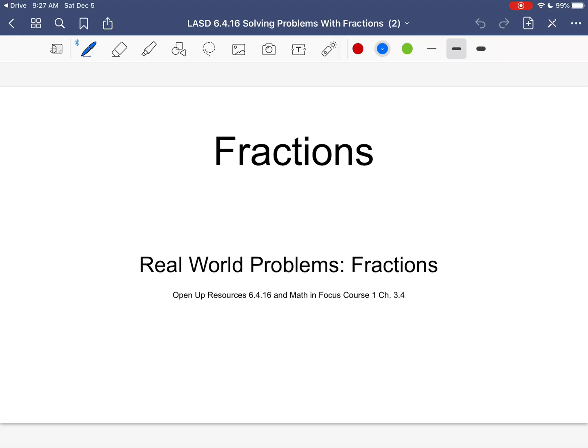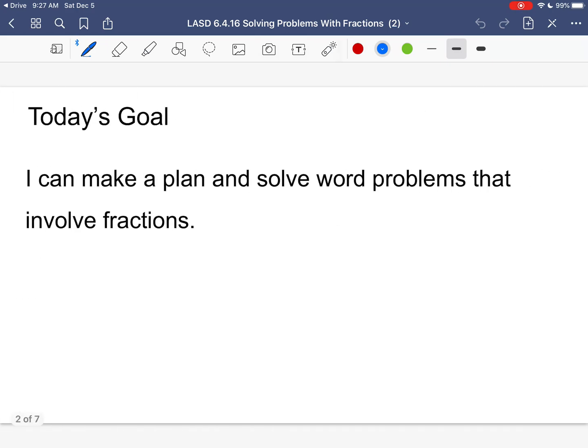Welcome back to the unit on fractions. Today's lesson is about solving real-world problems that involve fractions. The goal of today's lesson is that you can make a plan for problem solving and then solve the word problems that involve fractions.